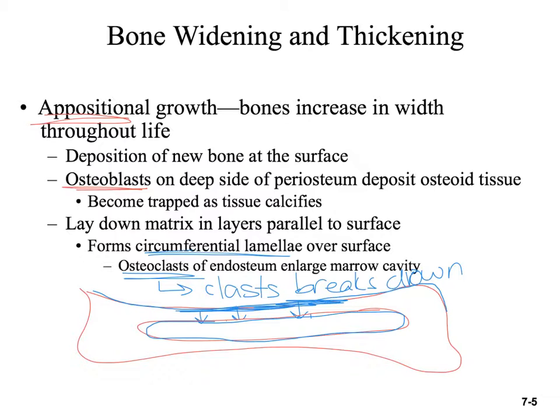So you have your marrow cavity enlarging, and you have the outer part of the bone, you have the marrow cavity getting smaller and the outer part of the bone getting larger as the osteoblasts are laying down more and more bone tissue. So that's how that works.